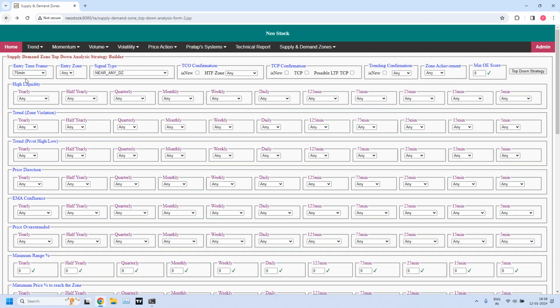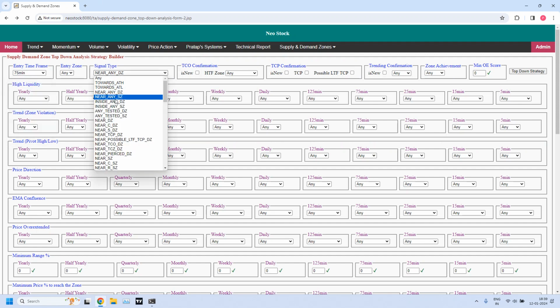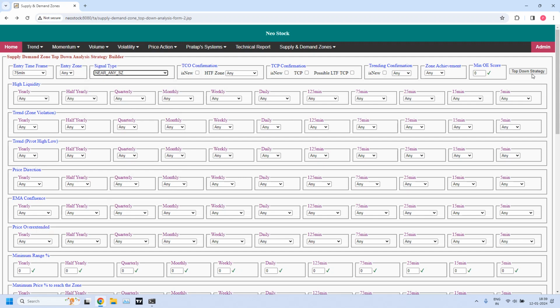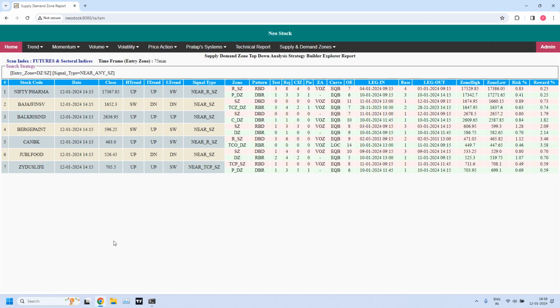So let's go back. For 75 minutes time frame, let us find the stocks near 75 minutes supply zone. 7 stocks are filtered. Let us find the high liquidity supply zones. Nifty Pharma, it is an index. Canara Bank is there. It is already tested 3 times and 6 rejections are there. So we should be very careful. We have to identify a fresh 15 minute zone to plan our trades.